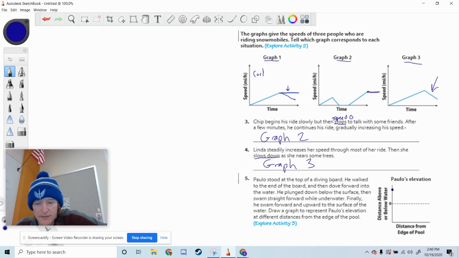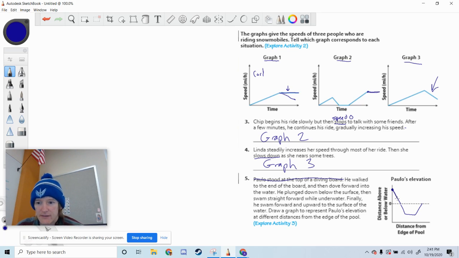So Paulo stood at the top of the diving board. We got that one. We're done with this sentence. He walked to the end of the board and dove forward into the water. So he's going to jump into the water kind of like this. He's diving forward into the water, down and forward, because here's the edge of the pool. He plunged down below the surface, then swam straight forward while underwater. So it should look like that. Finally, he swam forward and upward to the surface of the water. I think we got it.